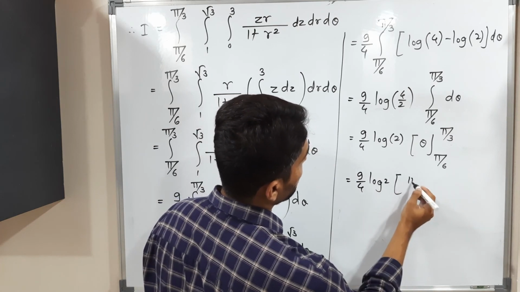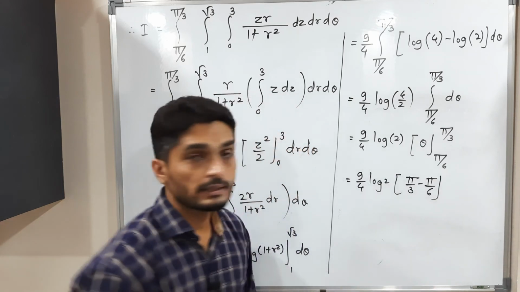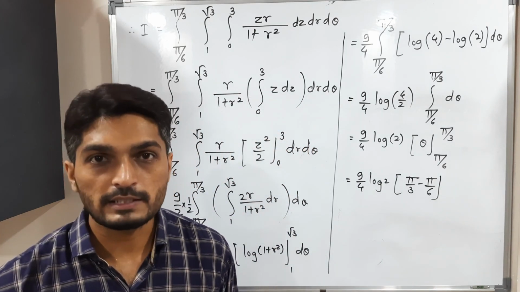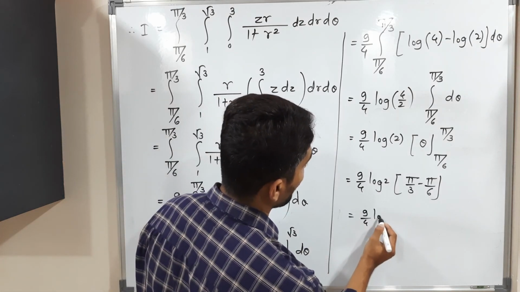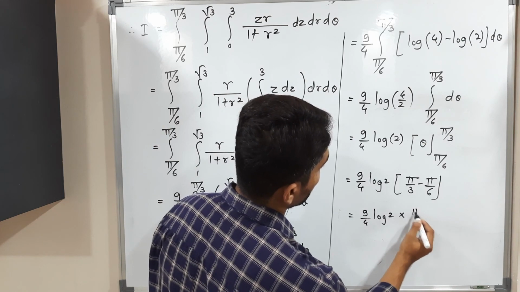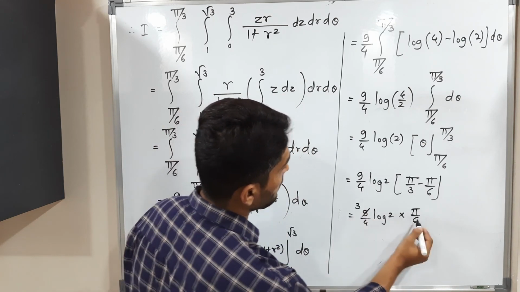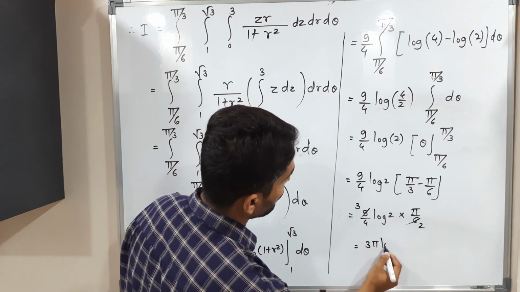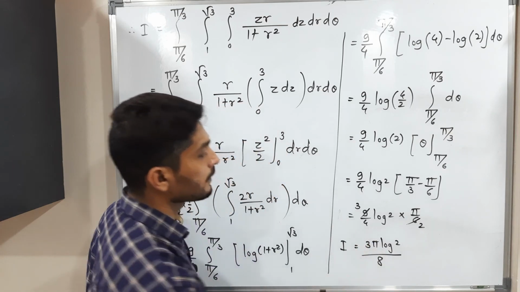I will put upper limit pi by 3, lower limit pi by 6. So pi by 3 minus pi by 6, you can cross multiply or make a common denominator, we will have answer pi by 6. So 9 by 4 log 2 into pi by 6. So let us multiply. 3 will get cancelled, 3 and here 2. So this is 3 pi log 2 divided by 8. So this is the required answer.